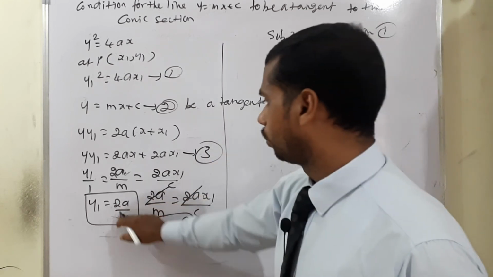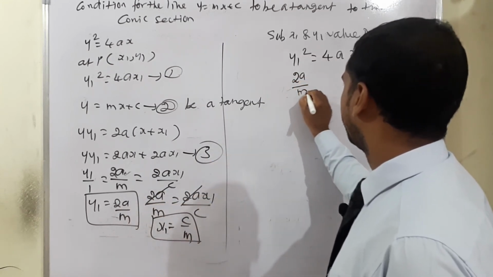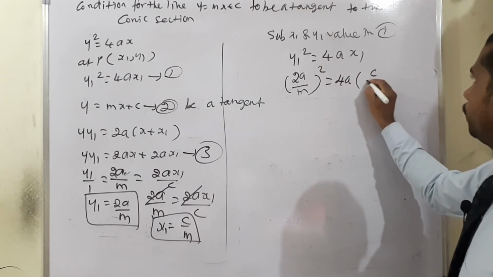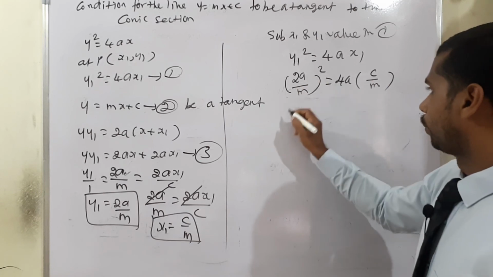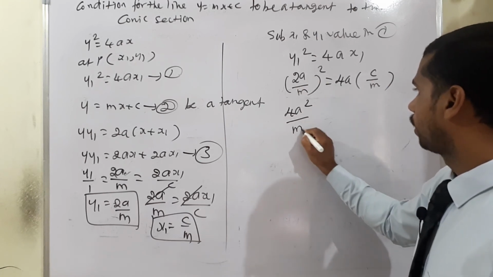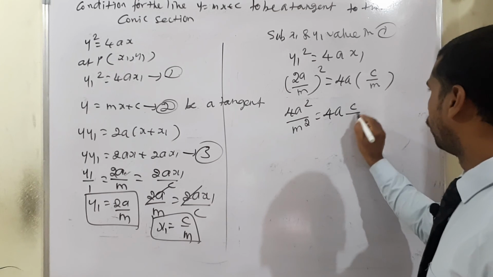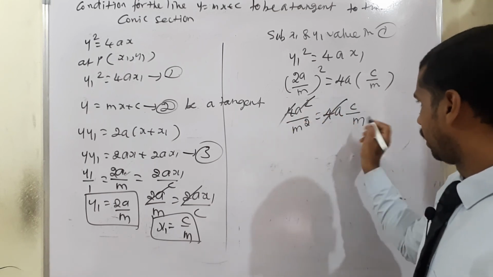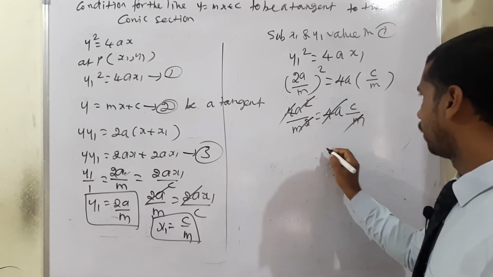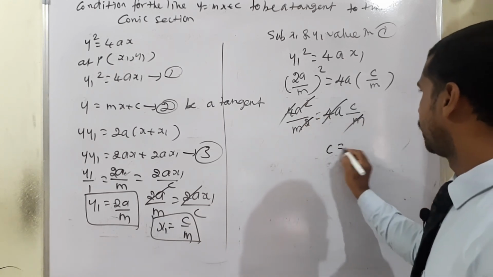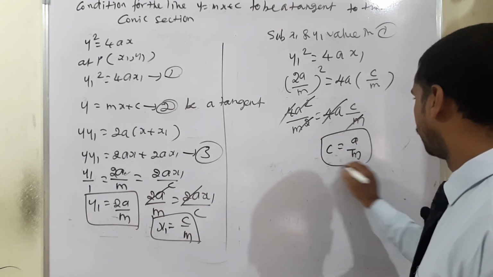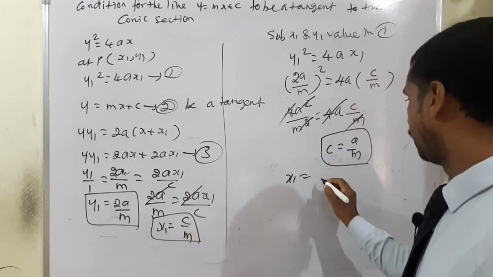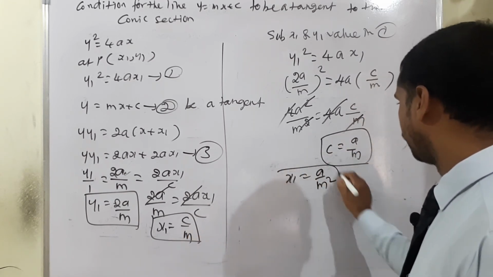What is y1 square? 2a by m the whole square is equal to 4a into x1, which is c by m. If you remove the bracket, 4a square by m square is equal to 4ac by m. Now 4a and m cancel, so c is equal to a by m. Now what is x1? Instead of c we can apply a by m, so x1 is equal to a by m square.